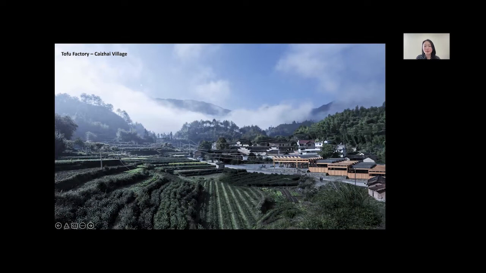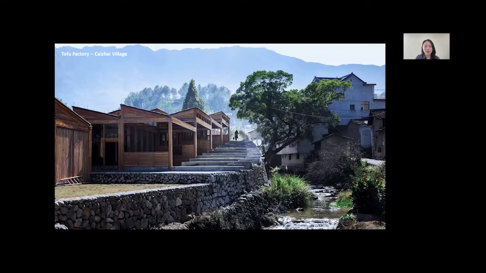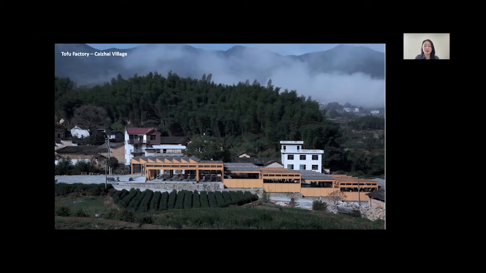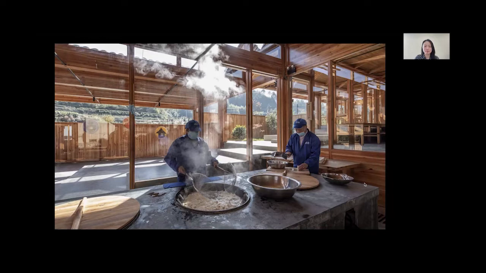In Caijia village, which is known for its best tofu product in the region, a new tofu factory is built at the entrance of the village, functioning as a shared common kitchen for the village. Again, this is also operated by a new village union integrating all the existing family workshops in the village.